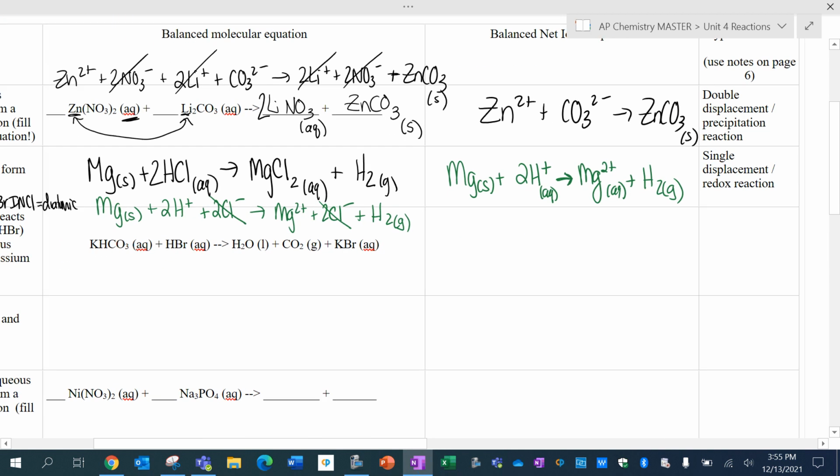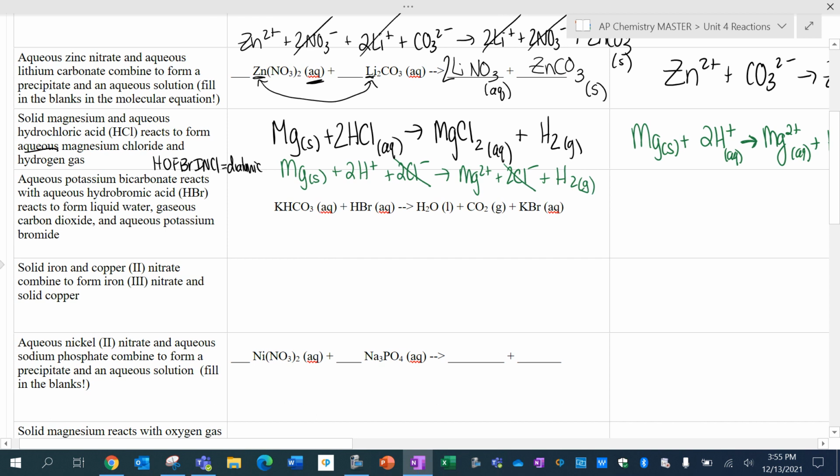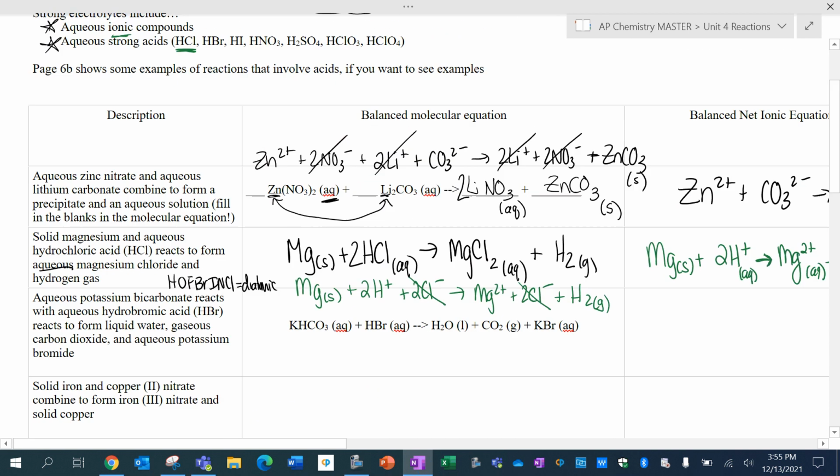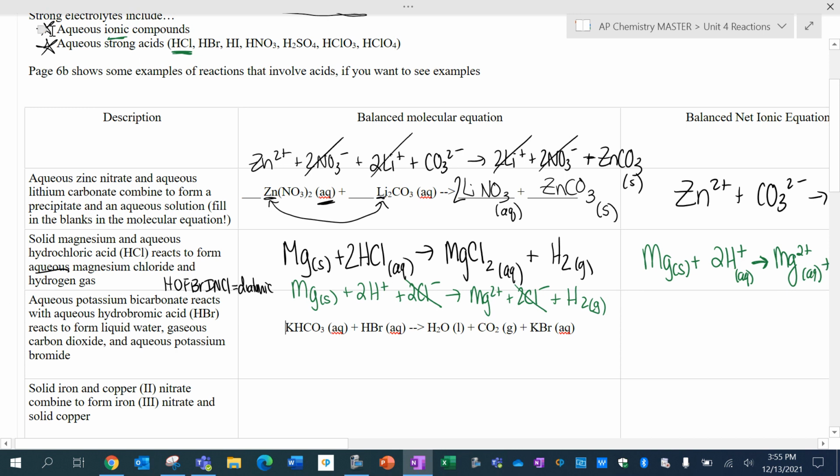All right, here's another one. This one, the equation's already written out for us. This is potassium bicarbonate reacting with hydrobromic acid. So we just need to figure out what the net ionic equation is. So I'm going to use my 2 rules here. I'm going to ionize anything that's an aqueous ionic compound or an aqueous strong acid. So why don't I go through maybe and underline them first? So here's an aqueous ionic compound.